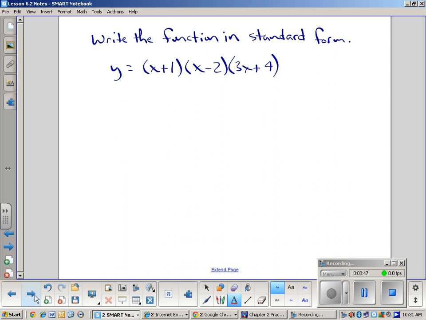Write the function in standard form. Yesterday we learned standard form had to begin with what? Starts with a D? The highest degree term, right? Nice. And it goes down in order to the least degree term. And so first thing we need to do in this situation, what do you think it is?